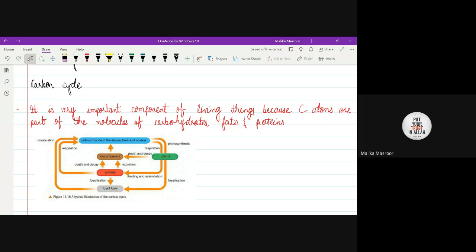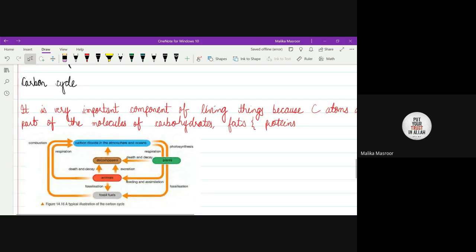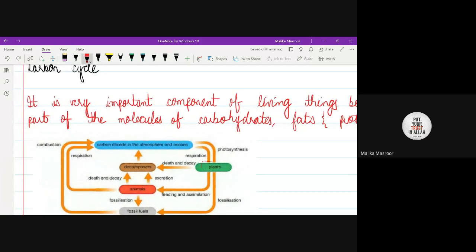Basically, everywhere, if organisms are taking in carbon from the environment, there are processes by which organisms are returning carbon to the environment as well. So let's see how. First, we start from plants. When plants photosynthesize, they are taking in carbon dioxide from the atmosphere and oceans. And when they are respiring, they are giving back carbon dioxide to the atmosphere and oceans.